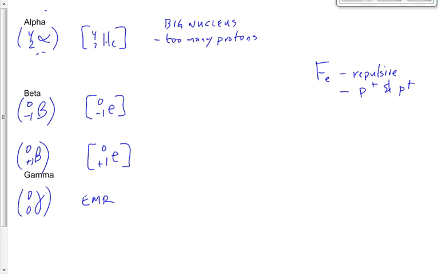We've got 21 people in this class. If 21 of you get together in the middle of the room and you start pushing each other away, then you will break the group up. The group won't be together anymore because of this repulsive force, right? It acts between protons and protons. But there is also in the nucleus what we call a strong nuclear force, and that strong nuclear force is an attractive force.